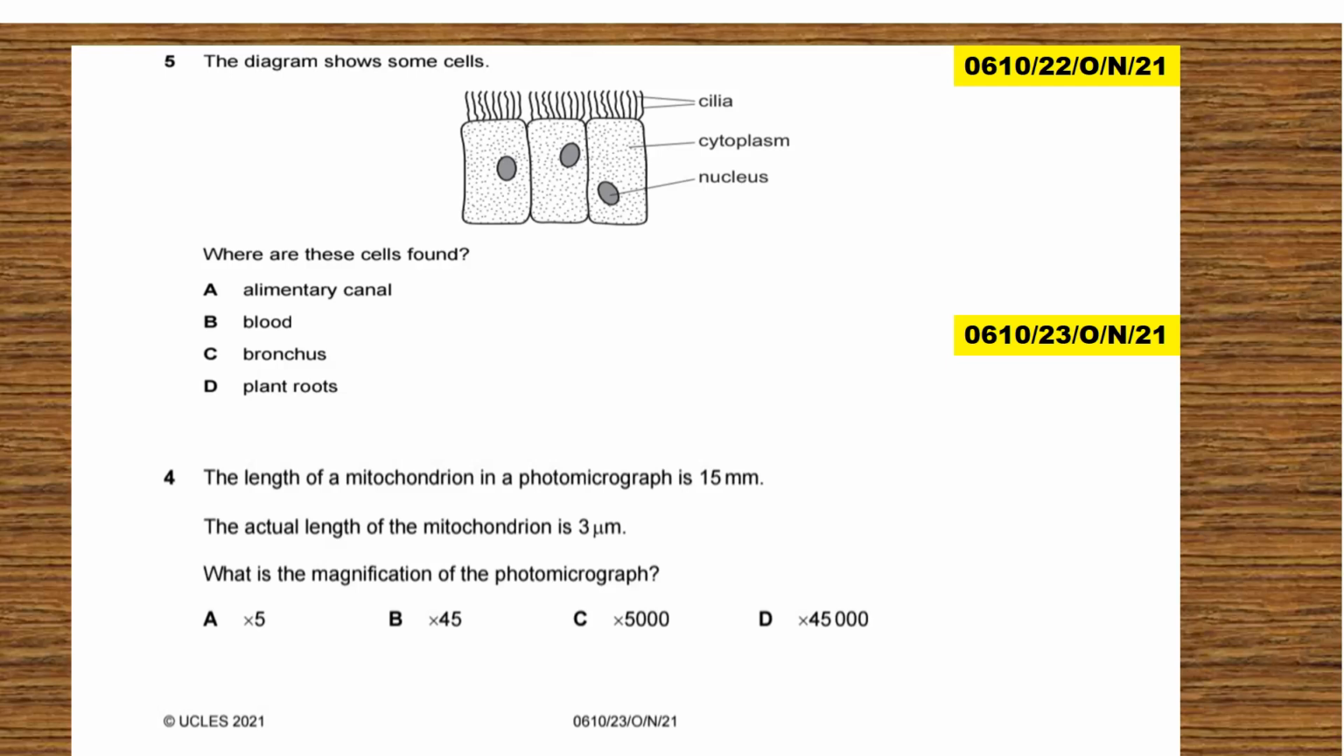Let us look at this one. That is paper 2, variant 2, October-November 2021. The diagram shows some cells. Where are these cells found? I think this is something that we've answered already. So it's found in the bronchus.